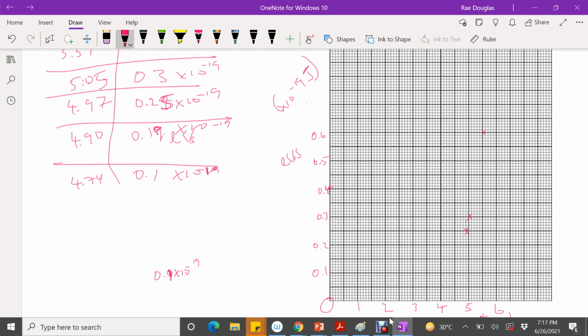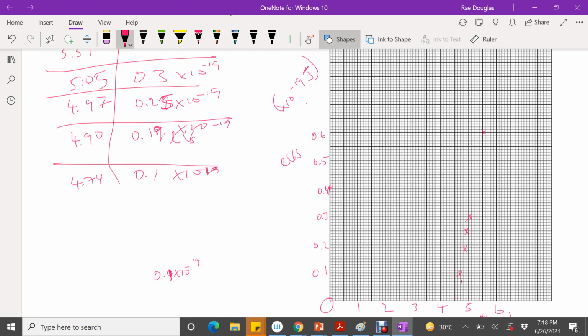We have 4.9 again, but this is now 1 point, somewhere about here. I mean, like I said, it's not perfect. Then we have 4.7 to 1. That would be right there.